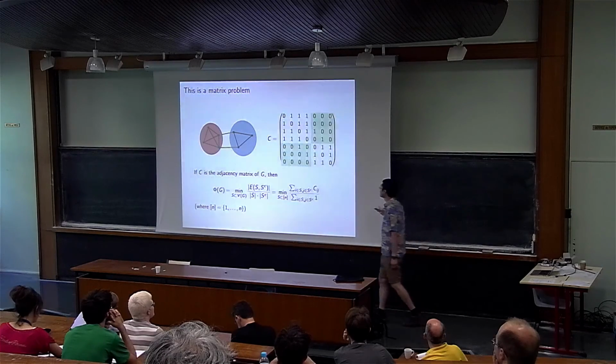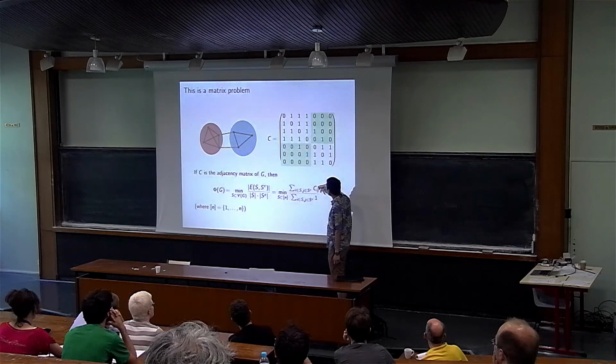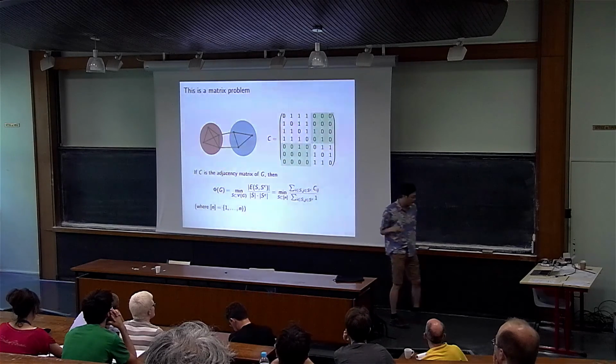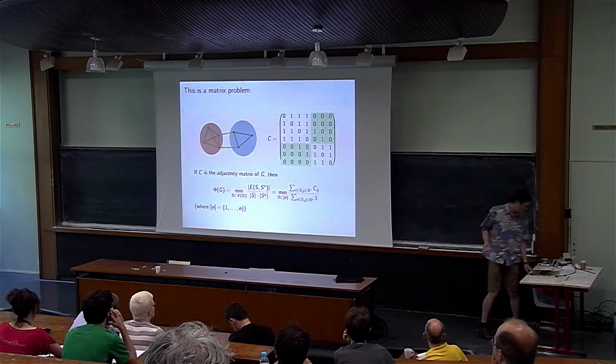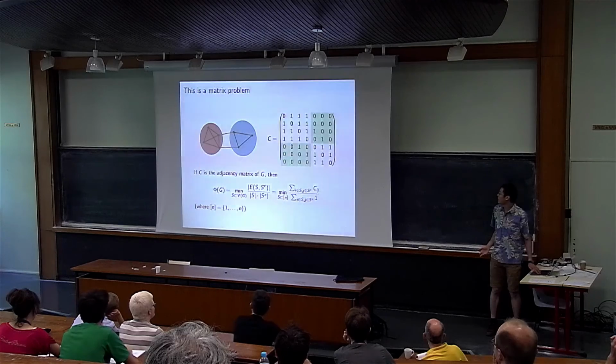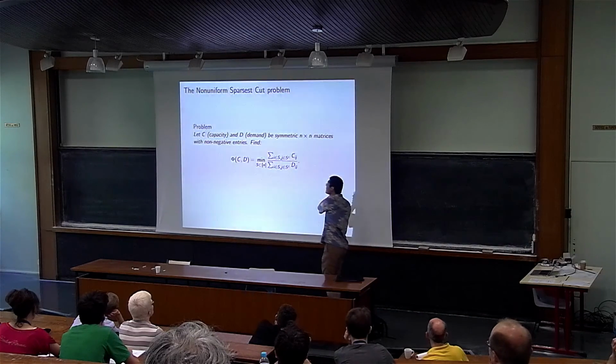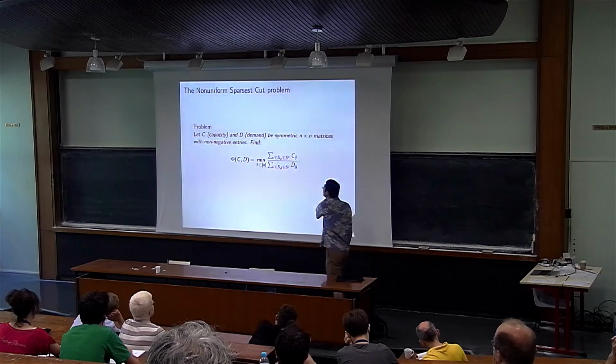What's the advantage of stating it this way? Well, if we write this as a matrix problem instead of a graph problem, then it becomes clear that there's no particular reason why we should be using a 0, 1 matrix here. And there's no particular reason why we should only be adding 1s in the denominator. So we can replace the numerator and the denominator. We can replace the graph with two matrices, C and D, the capacity matrix and the demand matrix, to get something called the non-uniform sparsest cut problem.